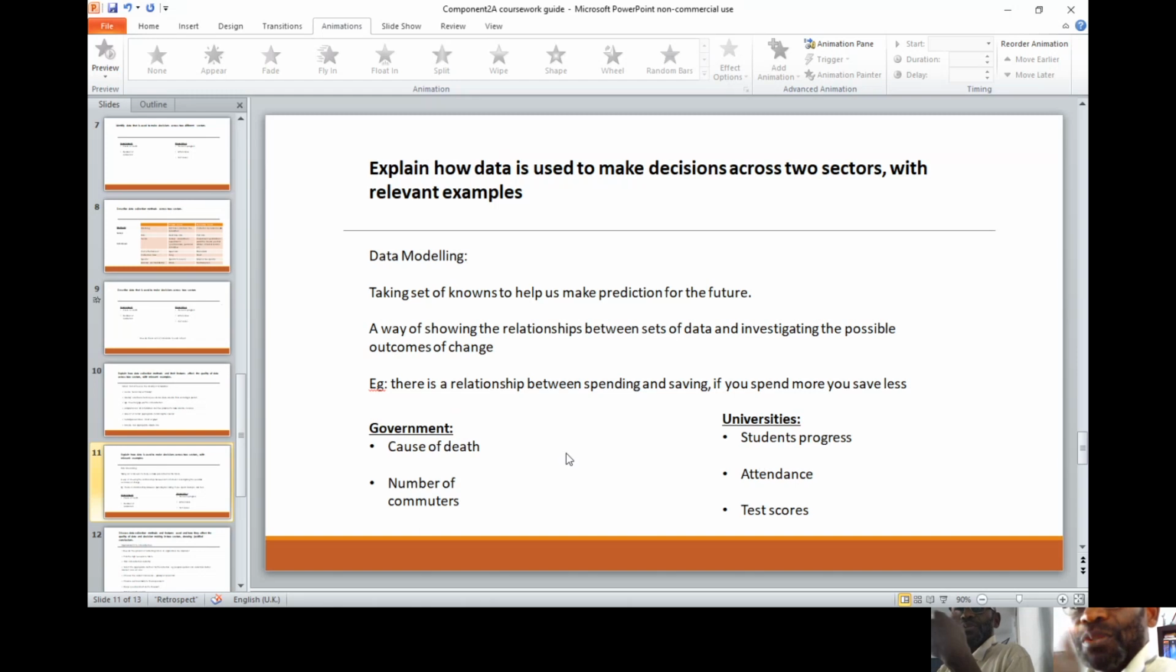So using the data model is the way of using the data to help inform decisions across different sectors. All right. So this is what you need to answer these questions.